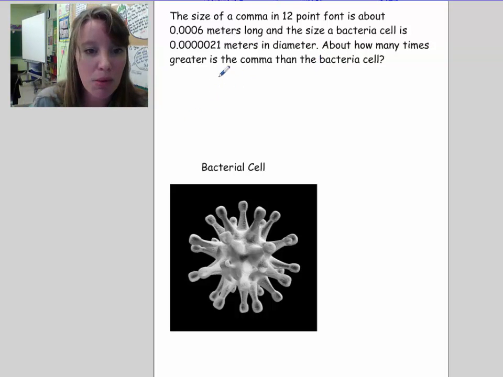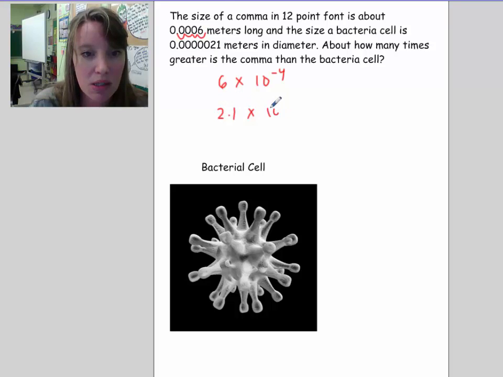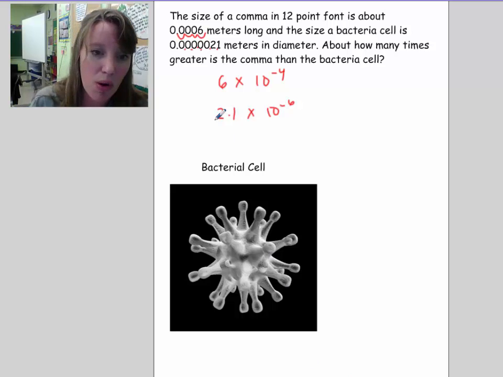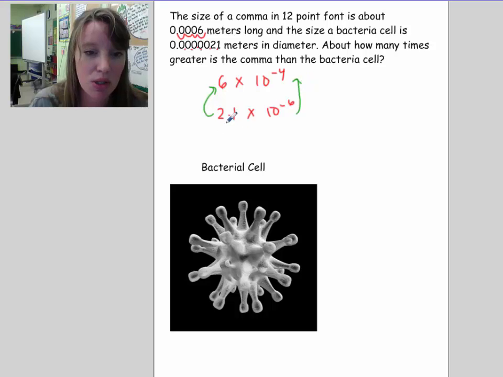Well, the comma can be written as 6 times 10 to the negative 4, because we move 1, 2, 3, 4. And the bacteria cell's diameter can be written as 2 times 10 to the 1, 2, 3, 4, 5, negative 6. Okay, so the question is, what would I need to multiply the bacteria cell by in order to get up to the comma? So let's look at the coefficient first. 2 times 3 would get us up to 6.